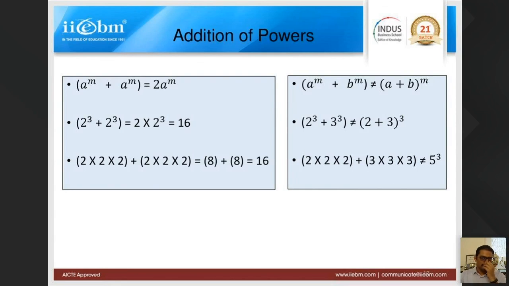Now we have considered different bases. What if the base is the same? Let us say a raised to m plus a raised to n, or a raised to p. If the power is not the same but the base is the same, then also we have to follow the same procedure. We have to calculate a raised to m and a raised to p individually, solve them individually, and then add them together.